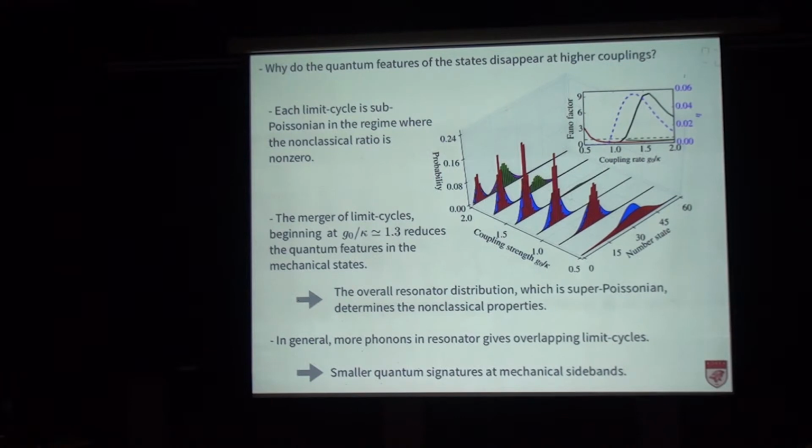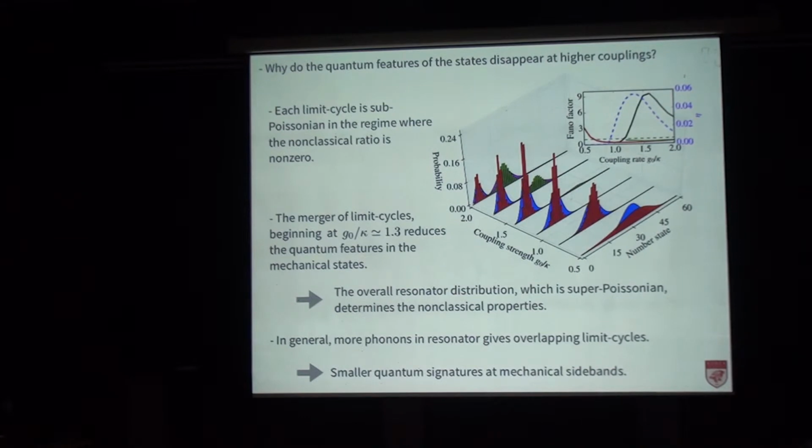All right, so both of these limit cycles are in non-classical states, which is why my Wigner function is negative. But at some point, and it's again where these two limit cycles start to merge, which is around 1.3 here, if I look at this non-classical parameter eta, it goes from a maximum value and starts to drop. This is the dashed purple line here. So why does it drop?